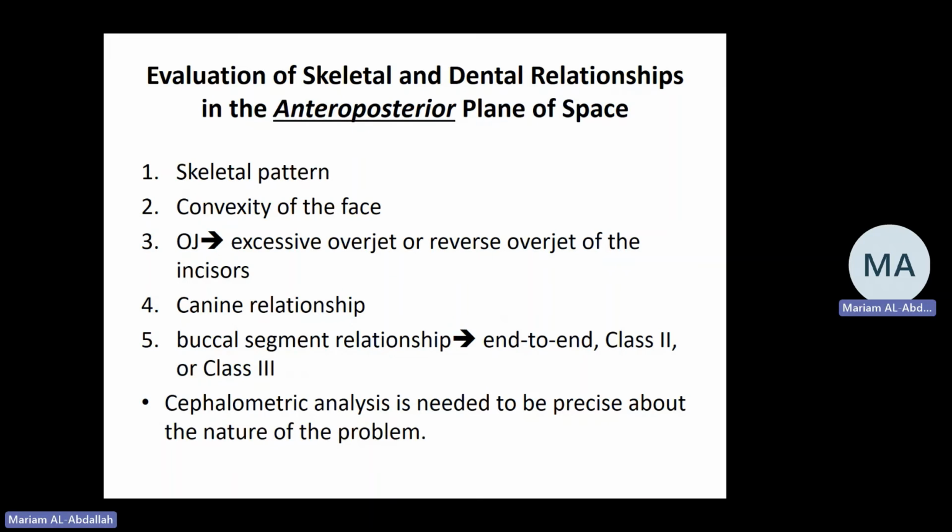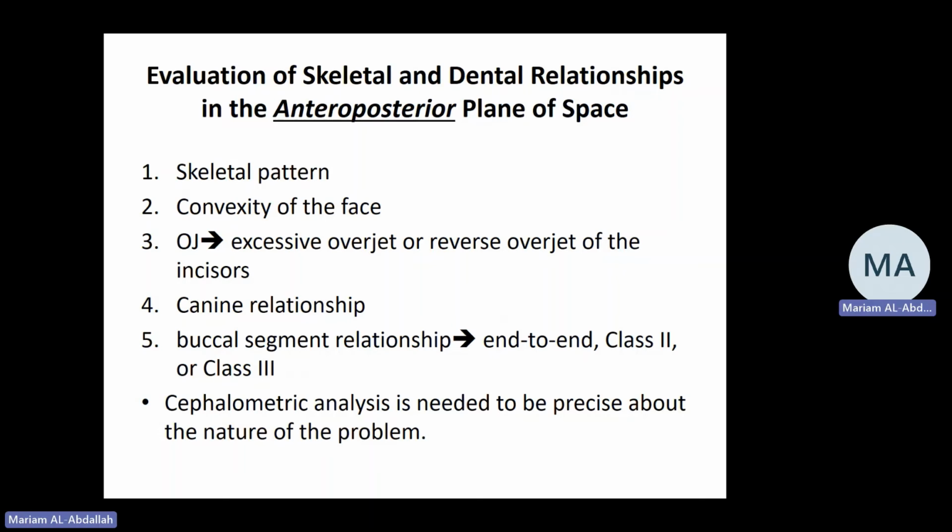As you remember, this follows the Ackermann and Proffit problem list, modified according to chapter 7 that you have. So in the anterior posterior, the first thing on our list is the skeletal pattern. Is it class 1, 2, or 3? If it's class 1, I don't mention it in my problem list because this is normal. And then I need to mention the convexity of the face. Is it convex, straight, or concave?